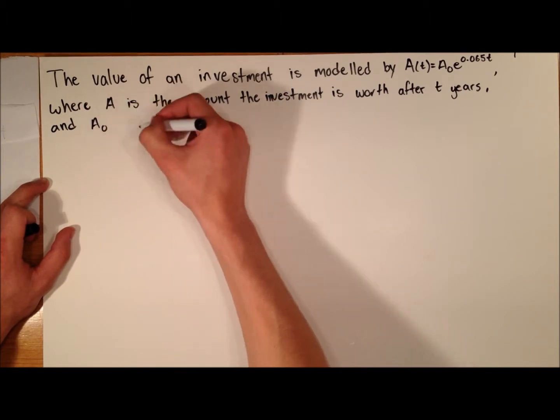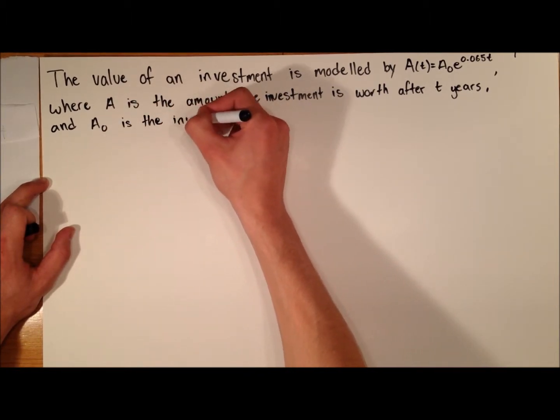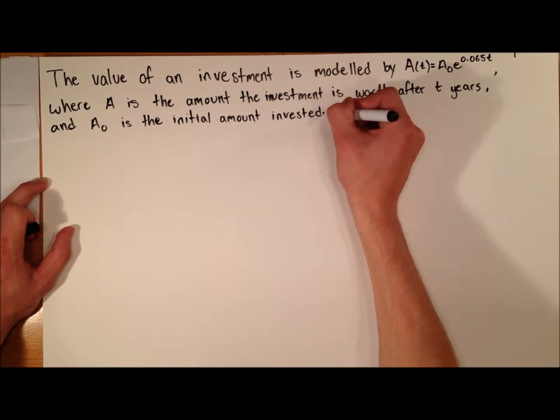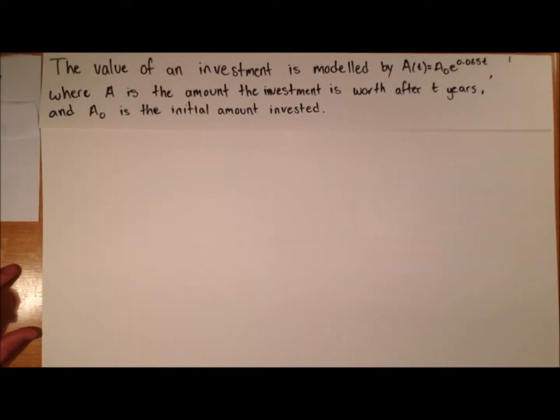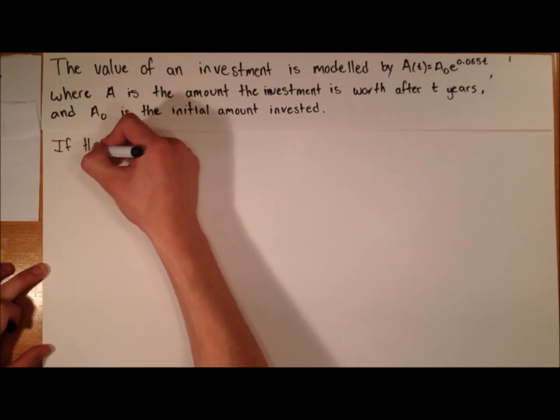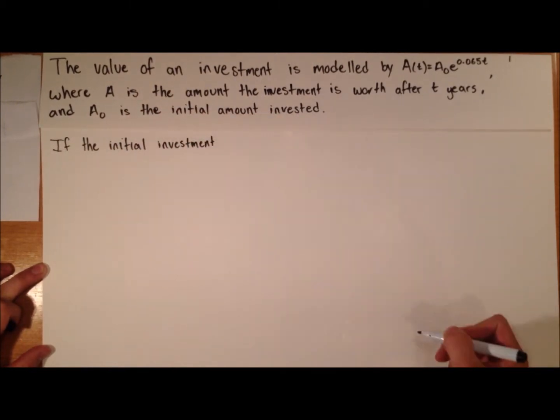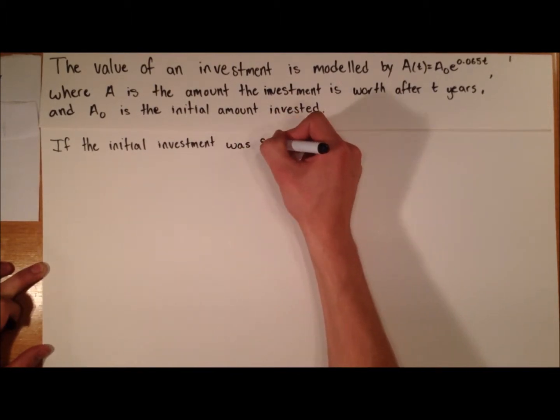So, one more time, the value of an investment is modeled by A of t equals A naught e to the power 0.065 t, where A is the amount the investment is worth after t years, and A naught is the initial amount invested.